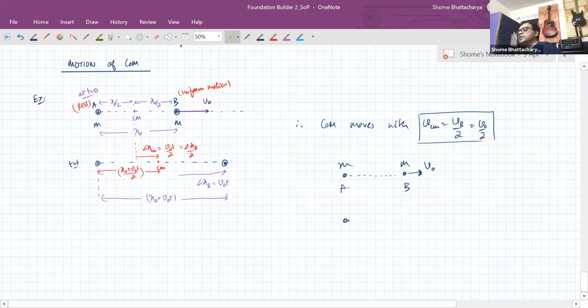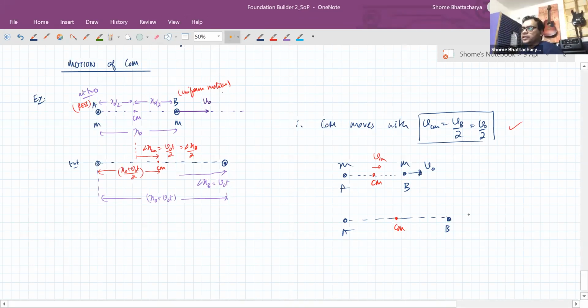Because after some time, here the center of mass was over here. Now the center of mass is over here. So the center of mass would develop a velocity which would be V0 by 2. But this was just logically understanding from the fact that the center of mass always lies at the midpoint of A and B.